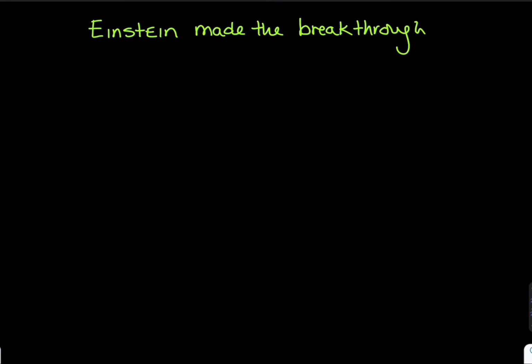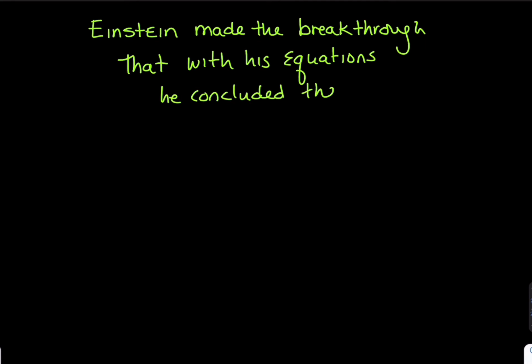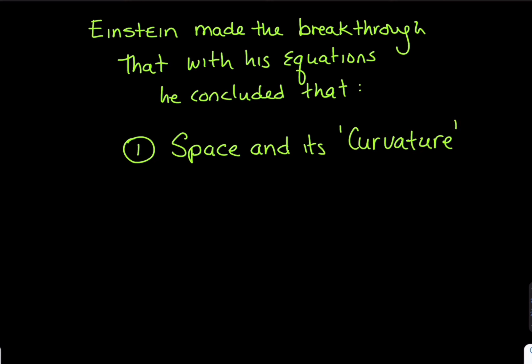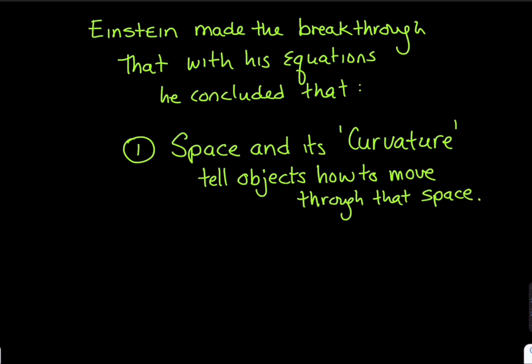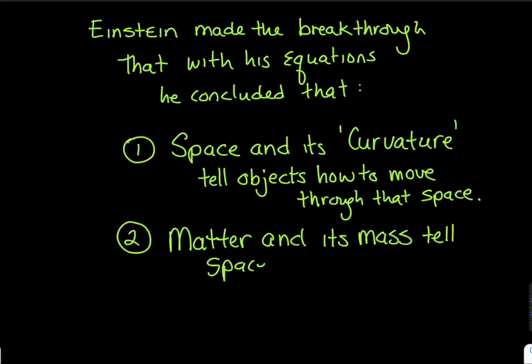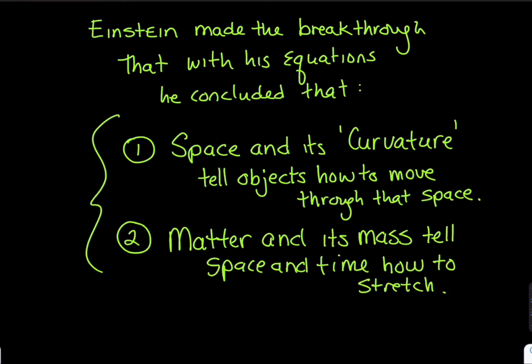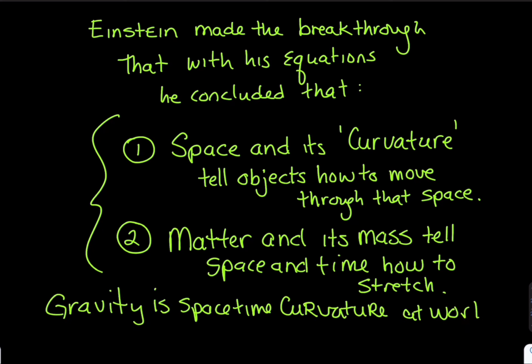Now, Einstein made the breakthrough of connecting that mass or matter, that which was also governed by gravity, as the mechanism behind the stretching. That space and its curvature tells objects in it how to move. That matter bends space. So what happens if you get enough matter into a small enough space? Then what happens?